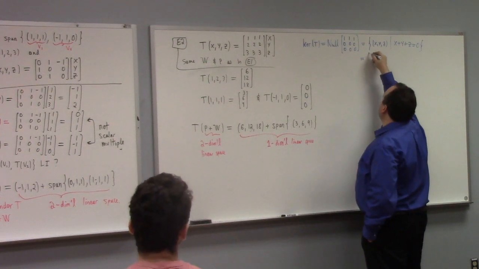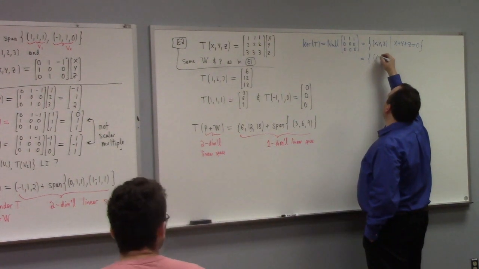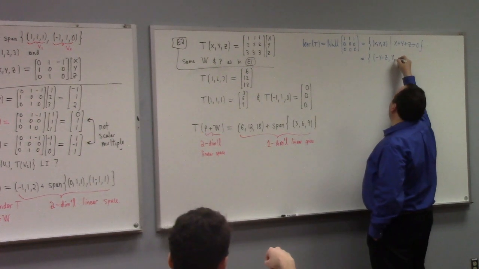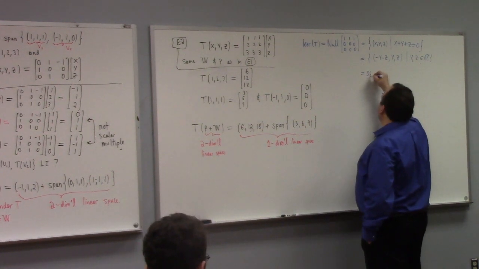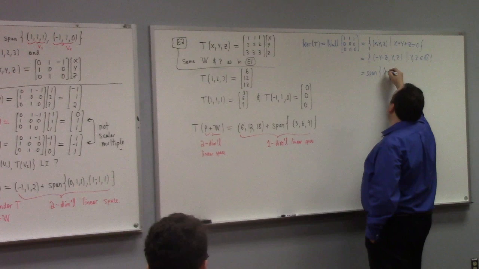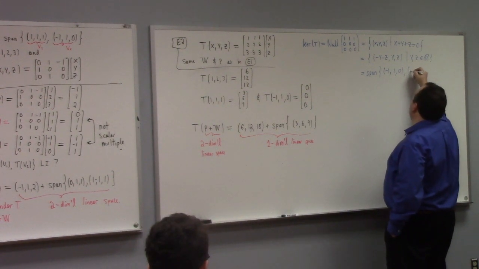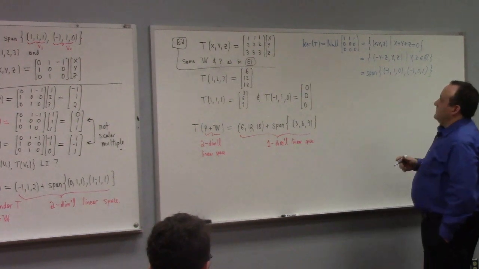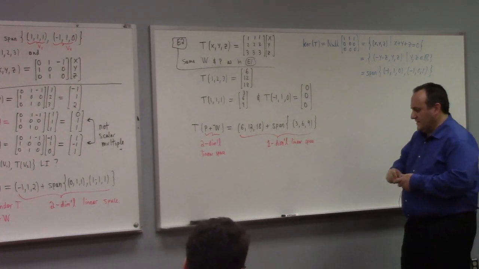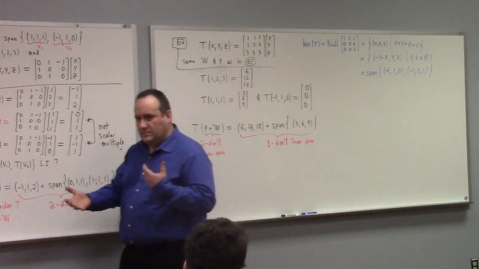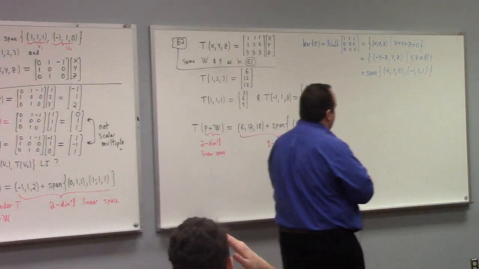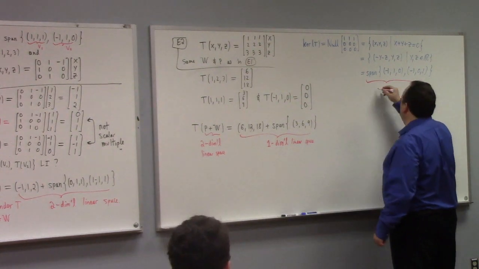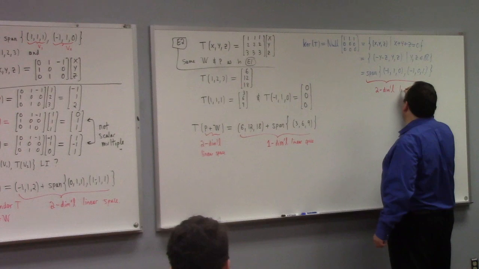That's minus y minus z comma y comma z, such that y and z are real numbers. In other words, it's the span of minus 1, 1, 0 and minus 1, 0, 1. And this is not an accident, guys, the kernel, or the null space of the matrix, will be a linear subspace of the domain for the function. So this right here is a two-dimensional linear space.